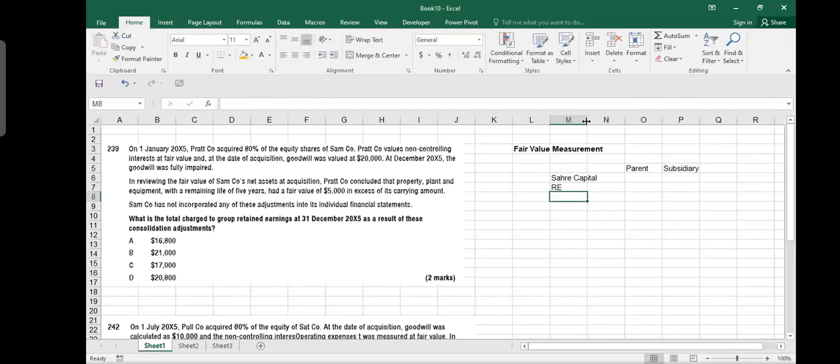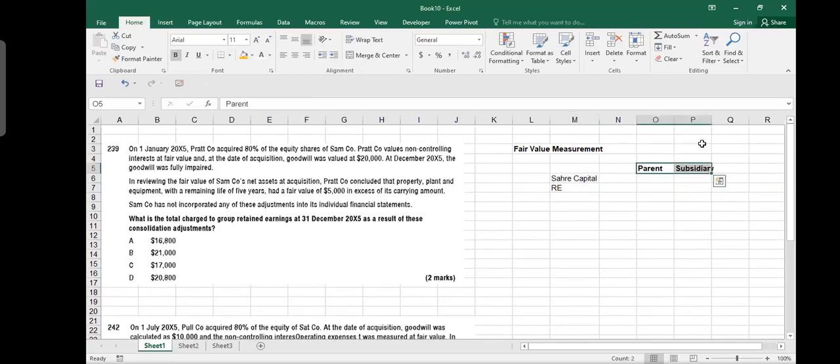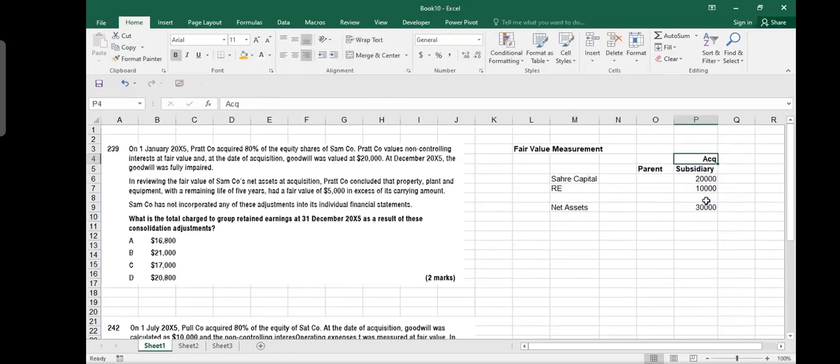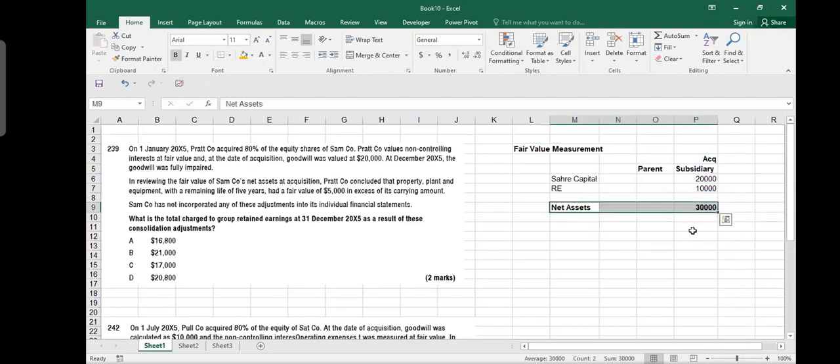So usually when you calculate your goodwill, you see how much is the share capital of the subsidiary, let's suppose 20,000. How much is the retained earnings of the subsidiary, let's suppose 10,000. And you call this thing the net assets, considered at the date of acquisition. Usually in questions it is not given like this, but I'm just supposing that at the date of acquisition the subsidiary had net assets of $30,000.